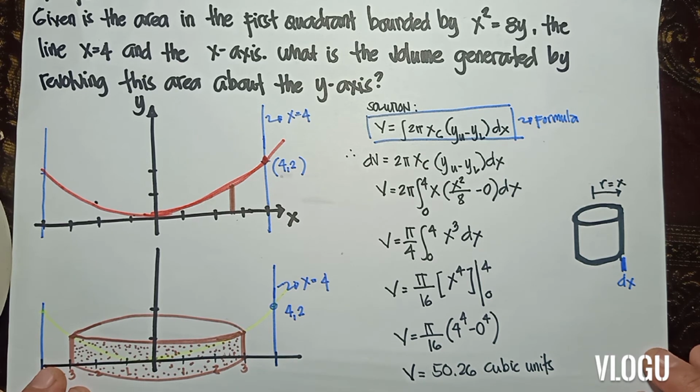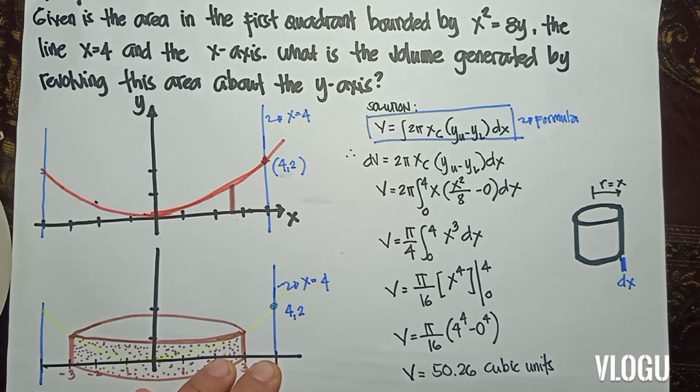The parabola, that is x squared equal to 8y, and the line x equal to 4 and the x-axis. That is the boundary. So what is being asked? What is the volume generated by revolving this area about the y-axis? We are going to revolve the area about the y-axis.